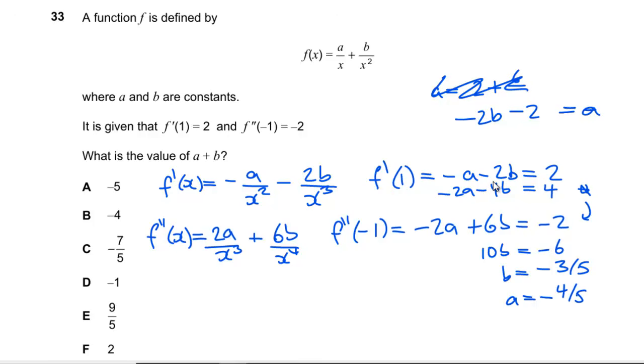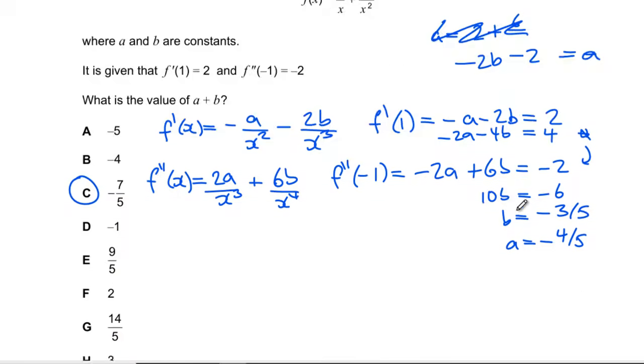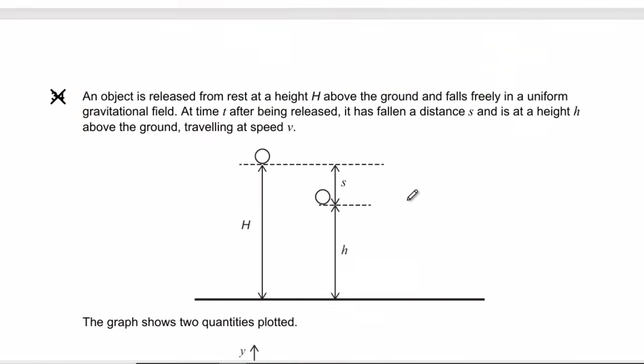Right, okay, a bit fiddly, more fiddly than I thought this was going to be. What am I trying to do? A plus b. So that is minus 7 over 5, which is C. Okay. Right, yeah, that was just fiddly with the fractions rather than anything else.